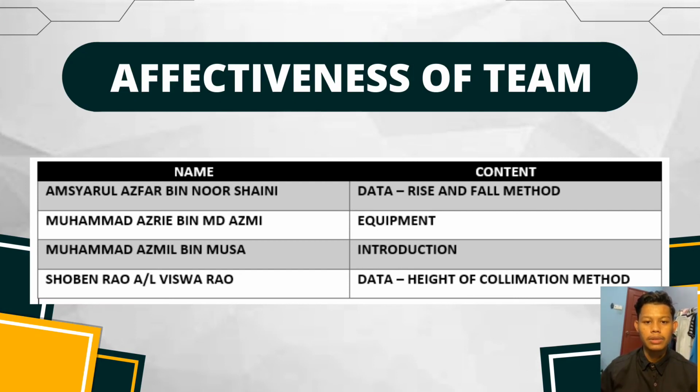Effectiveness of team. I'm Amsharul Asfar, I provide data of the rise and fall method. Muhammad Azri explains about equipment and also equipment function. And myself, Muhammad Azmil, describe the introduction. And lastly, Shoban Rao provides data about the height of collimation method. That's all from us. Thank you.